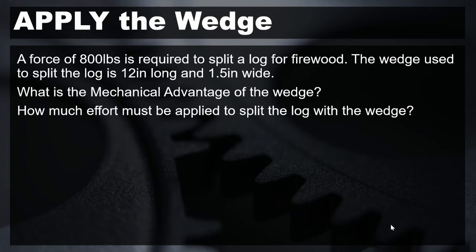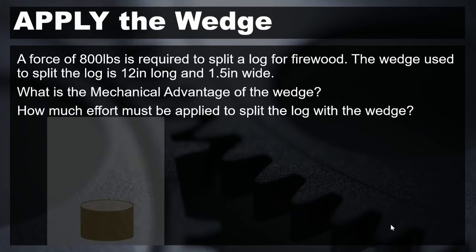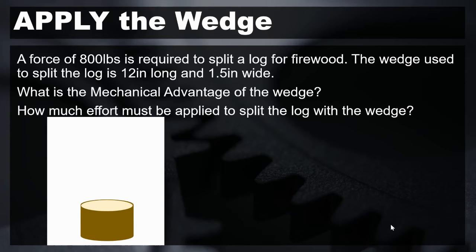To begin with, we need to diagram this problem. We're going to draw our log that needs to be split. It requires 800 pounds of force to split it. We're going to draw our wedge. Our wedge is 12 inches long, and it is 1.5 inches wide on the blunt end. The effort that we're going to apply is on that blunt end, and the wedge is going to move into the log and split it apart.